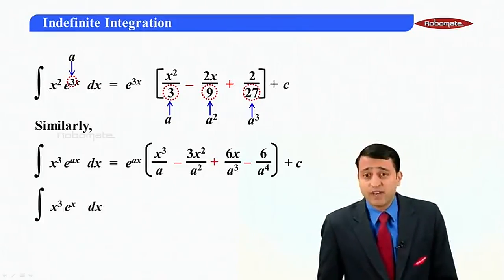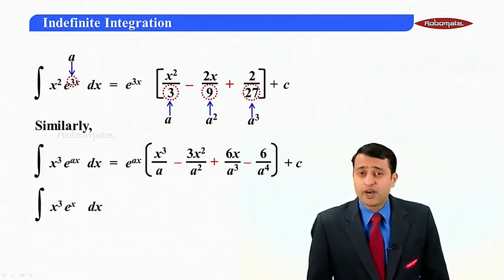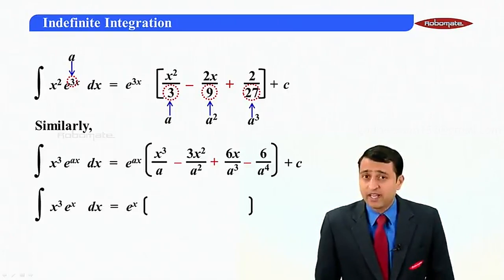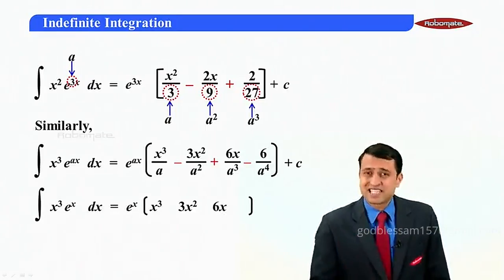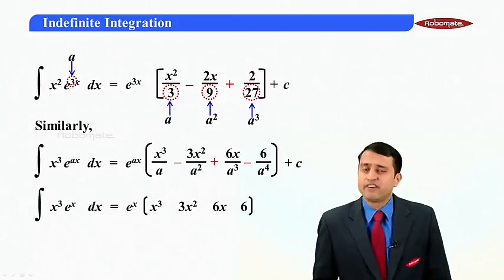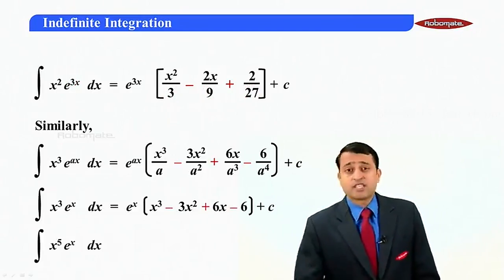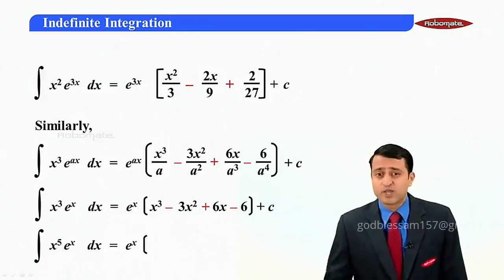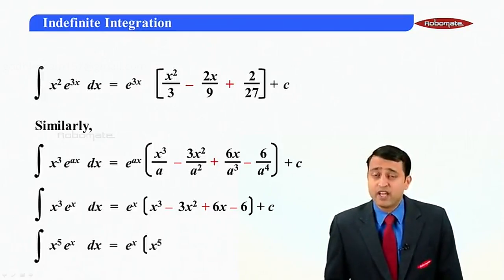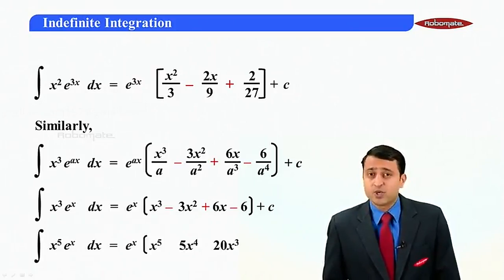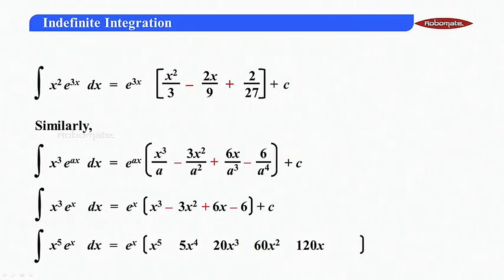So likewise students, if I have to evaluate integral x cube e raised to x dx, what I'll get is e raised to x into bracket x cube, 3x square, 6x, 6, and the signs will be first term positive, second negative, third positive, fourth negative, and then plus c. Likewise, if I have x raised to 5 e raised to x dx, e raised to x will be outside. The first term will be x raised to 5, then 5x raised to 4, then 20x cube, 60x square, 120x and 120. Obviously, the first term will be positive, second negative, third positive, fourth negative, fifth positive, sixth negative, and a plus c. Is that okay, my dear students?